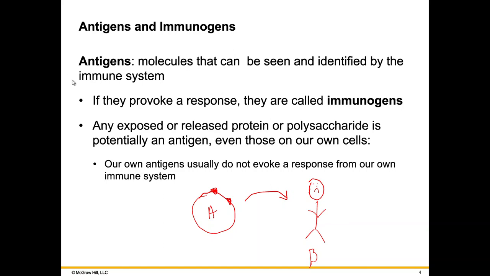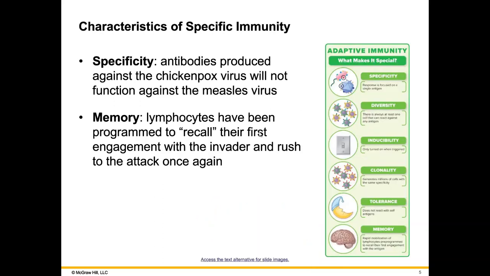Immunogens are antigens that provoke an immune response. Antigens is just anything that our body can detect as self or non-self. Any exposed or released protein or polysaccharide is potentially an antigen, even those of our own cells. Just like the example I gave you with our blood cells. Our body recognizes those proteins on all our other cells, as well as polysaccharides, which are carbohydrates, as self. But if it recognizes it as non-self, then it attacks. And so our own antigens do not typically evoke a response.